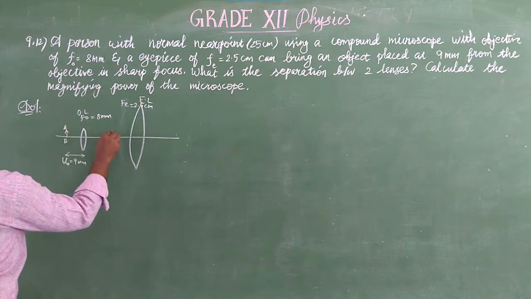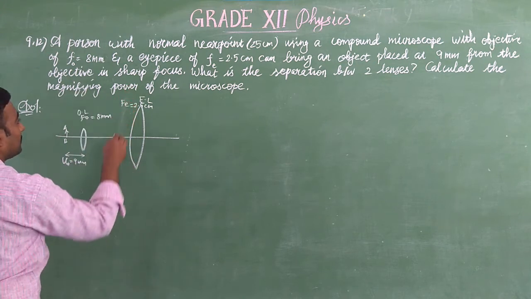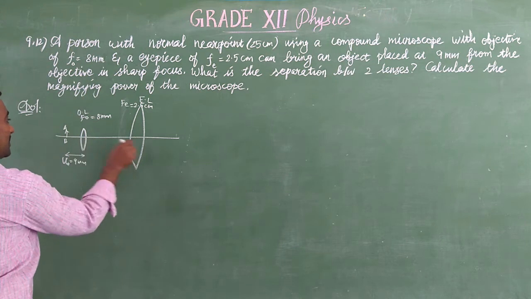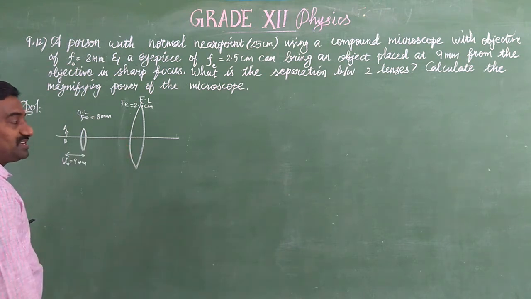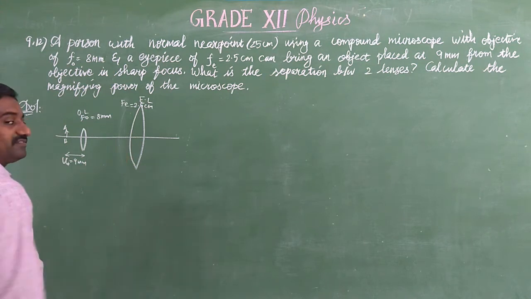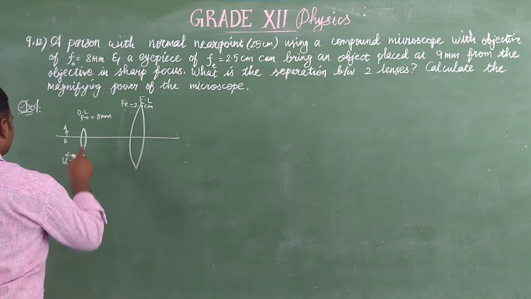So it forms a sharp image. For the sharp focus, what is the separation between the two lenses? That is, lens 1 and lens 2, how much distance are they separated? Also calculate the magnifying power of the microscope. We need to calculate the magnifying power of the microscope.